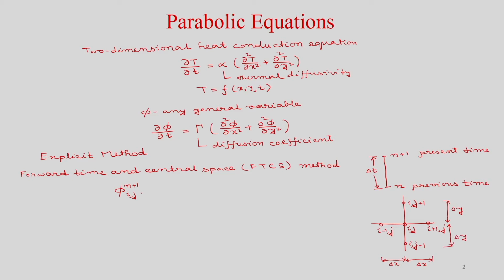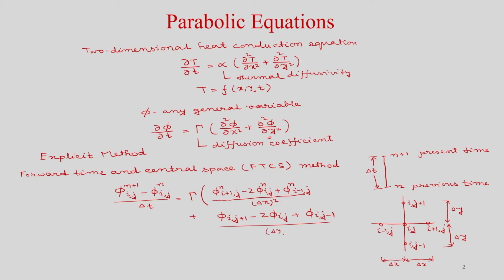Now, if you write the time derivative using forward time, phi i j n plus 1 minus phi i j n divided by delta t is equal to gamma times del 2 phi by del x square. So, you can write phi i plus 1 j minus 2 phi i j plus phi i minus 1 j, divided by delta x square. This is the central difference we are taking. The dependent variable will be at time level n because we are using the explicit method. Similarly, if you discretize del 2 phi by del y square, you can write phi i j plus 1 minus 2 phi i j plus phi i j minus 1 divided by delta y square, all at time level n. So, this is the discretized equation.